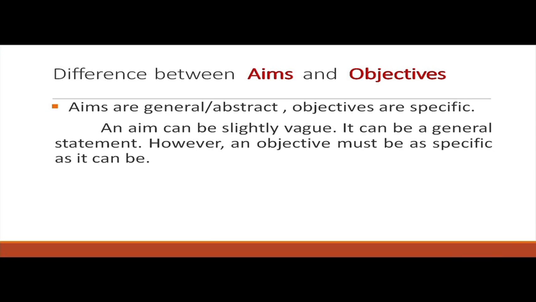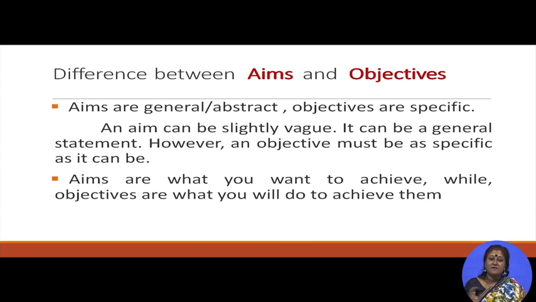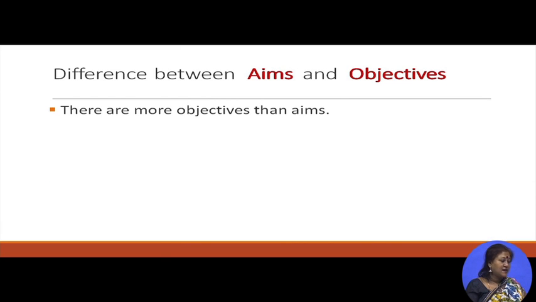So, there is a difference between aims and objectives. What is that? Aims are very general and abstract, but objectives are very specific. Aims are a little bit vague. This is the aim, it can be a general statement, but an objective must be specific, what the learner has to do. Aims are what you want to achieve, but objectives are what you will do to achieve it. You have to do it in the objective, right. So, there are more objectives than aims.